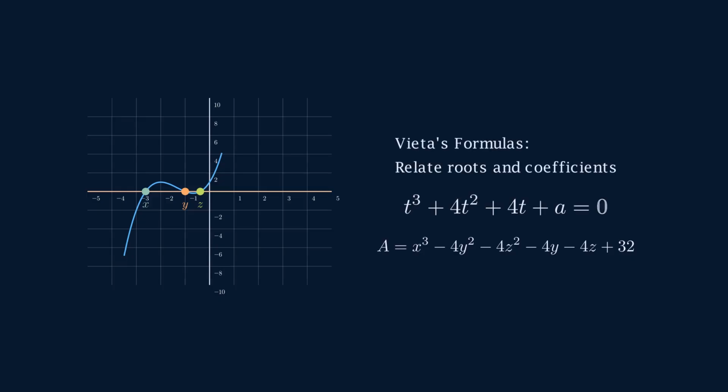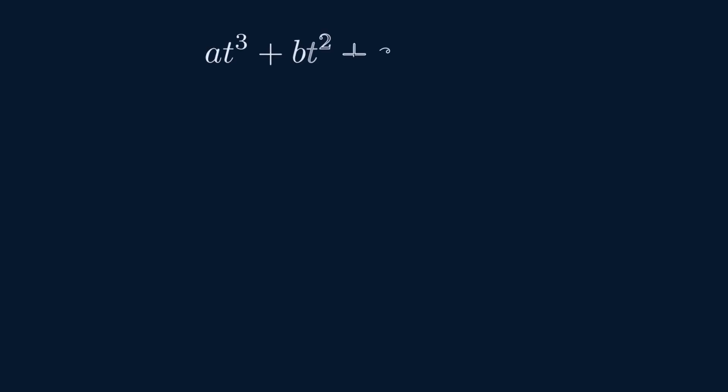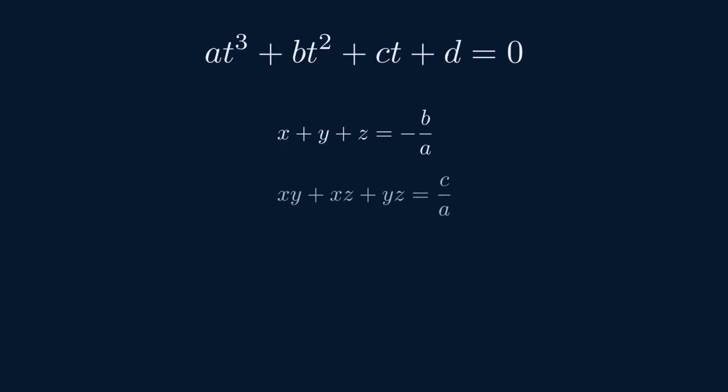Vieta's formulas give us relationships between the coefficients of a polynomial and its roots. Let's review them for a general cubic equation of the form at^3 + bt^2 + ct + d = 0. The sum of the roots is -b/a. The sum of the products of the roots taken 2 at a time is c/a, and the product of the roots is -d/a.